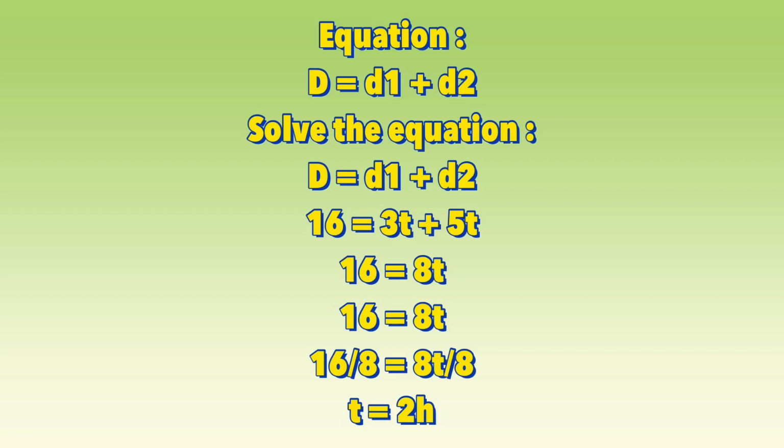And now we're going to divide both sides by 8. So it becomes now 16 divided by 8 equals 2, and 8T divided by 8 equals T. So our time equals 2 hours.